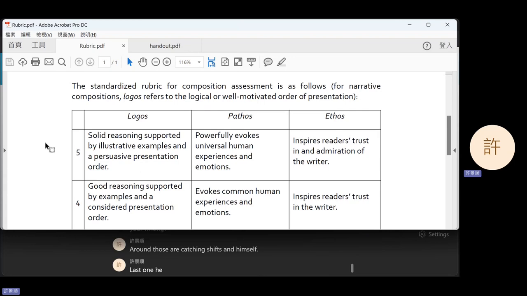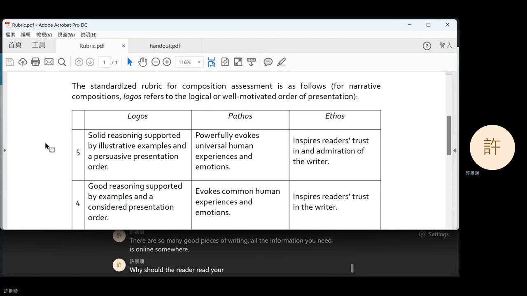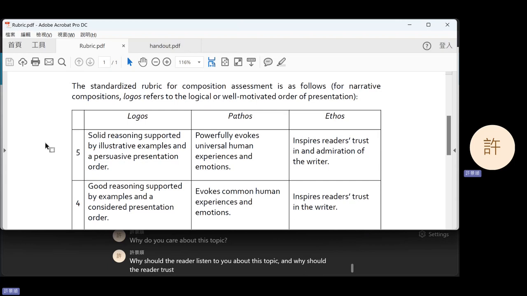Last one, ethos, relationship between author and reader. Here's the thing, there are so many good pieces of writing. All the information you need is online somewhere. Why should the reader read your writing? What is it that only you can give the reader? Your relationship. So why did you choose this topic? Why do you care about this topic? Why should the reader listen to you about this topic? And why should the reader trust you?